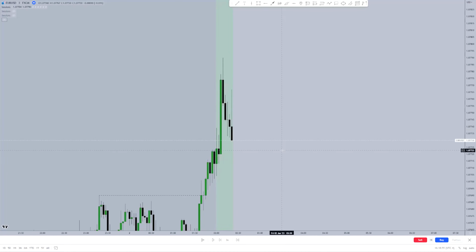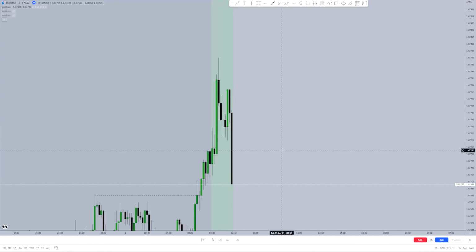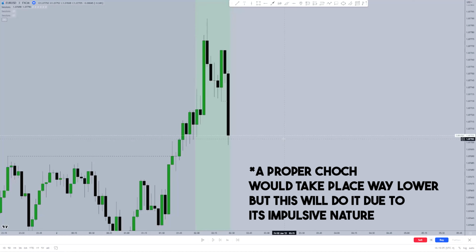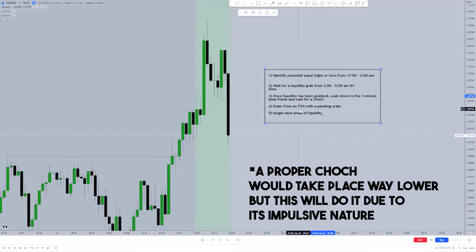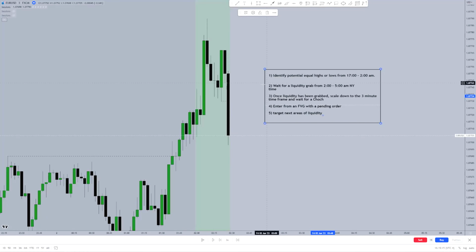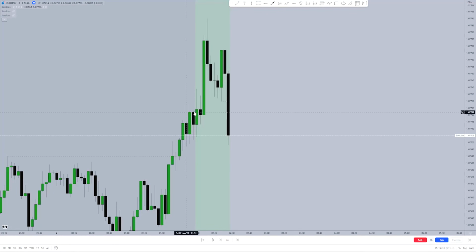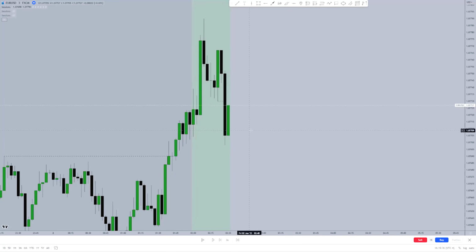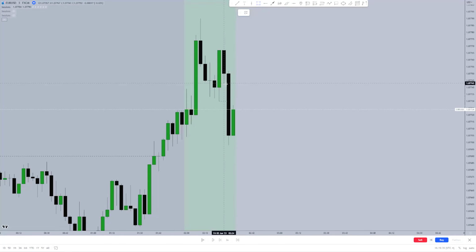So I will be moving forward and I will be waiting for a change of character to take place. The change of character takes place exactly right here, and now we are waiting for the formation of a fair value gap. Okay, I said wait for a liquidity grab, and this liquidity grab is just either breaking equal highs or equal lows, or just going above the highest point between 5 and 2 or the lowest point between 5 and 2 again. In this occasion, we just broke above the highest point. The highest point was here. We are on the 3-minute time frame. We changed character exactly right here, and we have a fair value gap, which is exactly this one over here.